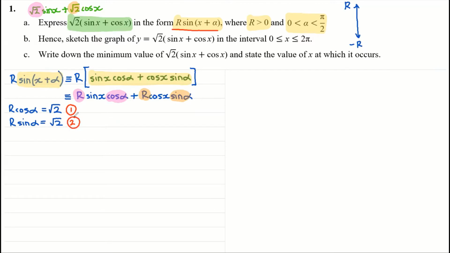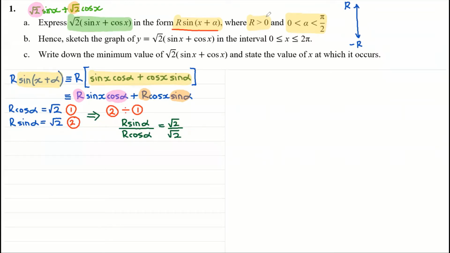All right, good news. And we can use the tan identity now. So we can now say, by dividing equation 2 by equation 1, and I do it in that order because I want to create tan. Remember, tan is sine over cosine. So we get r sine alpha divided by r cos alpha must be the same as the right-hand sides divided by each other. Well, there's just root 2 over root 2. So that's going to simplify to 1.